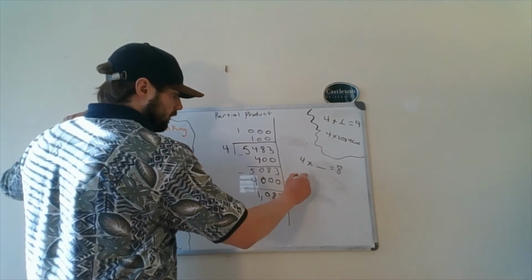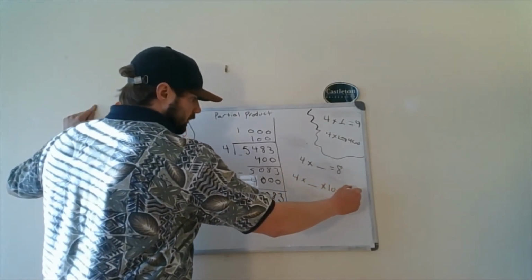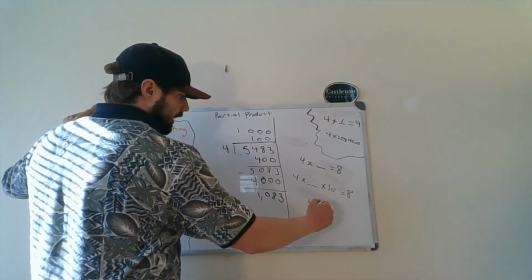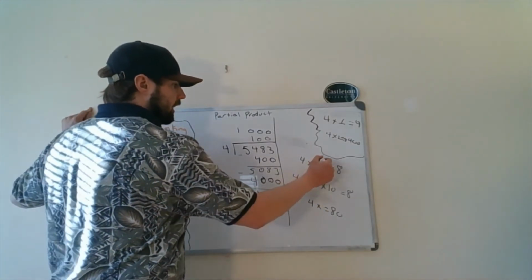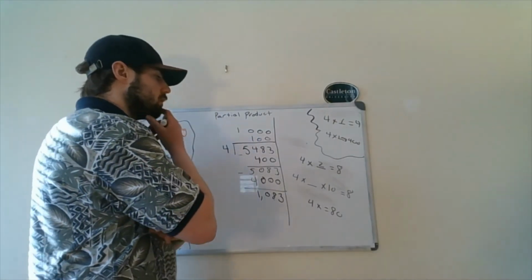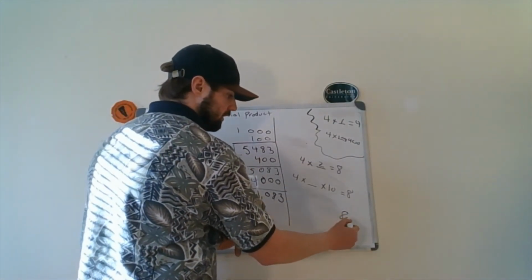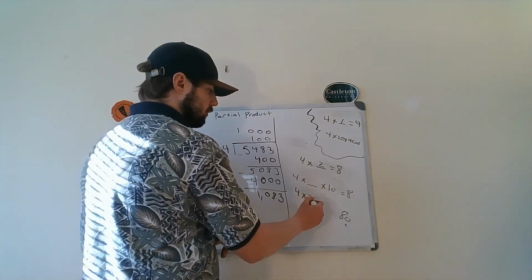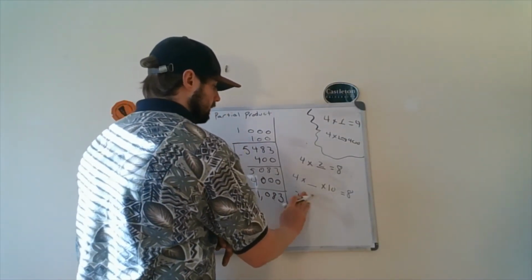But I know I'm not working with ones, I'm working in the tens place. So I need to think of a number. 4 times what's going to give me close to 80? Well, I know 4 times 2 is going to give me 8. If 4 times 2 is 8, and I need to get to 80, which is just tacking on a 0, how about we go 4 times 20? What's 4 times 20 going to give us, guys?